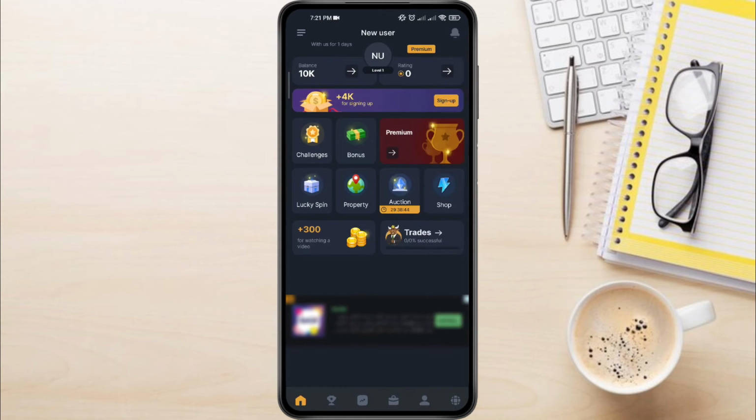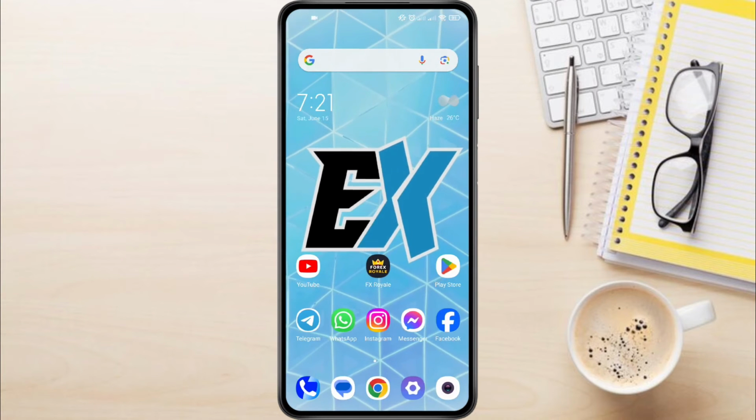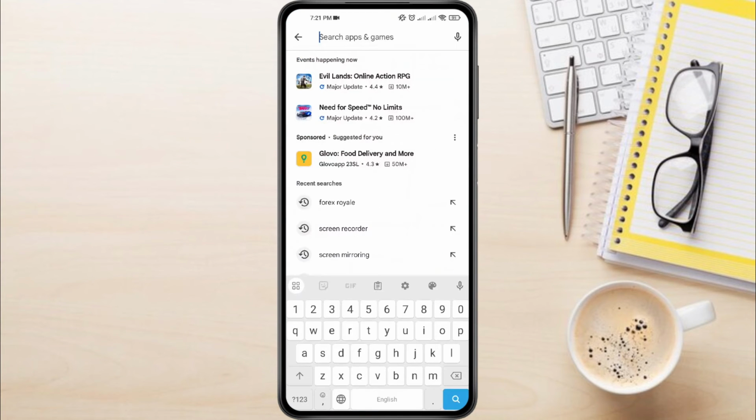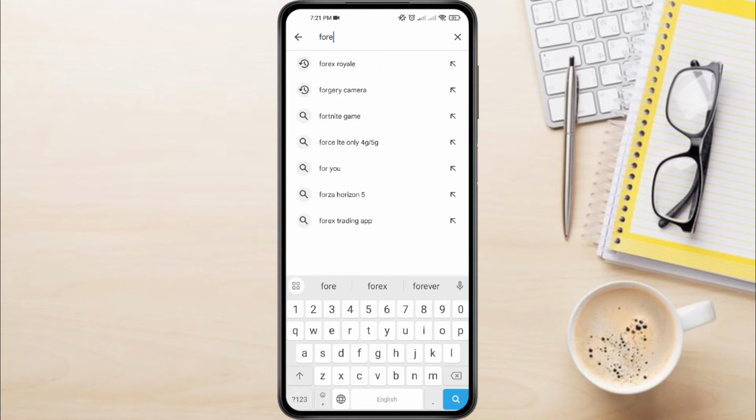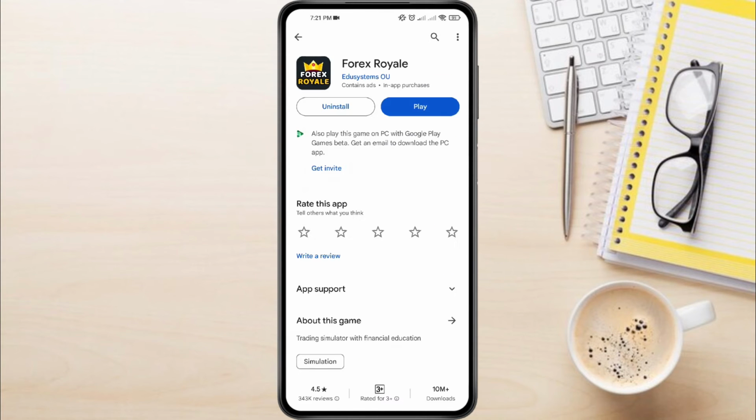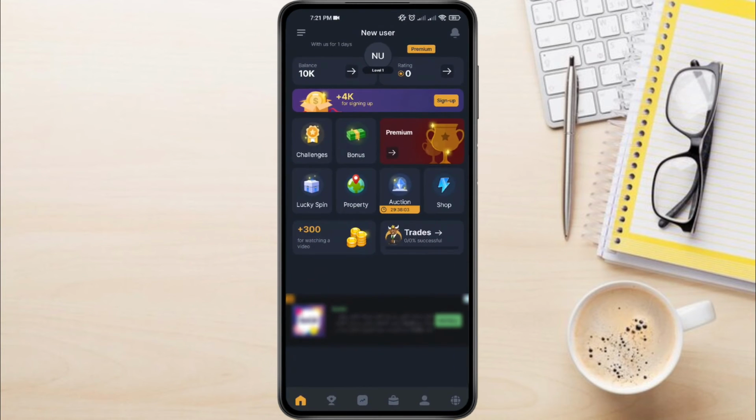But before we go any further, let's talk about Forex Royale itself. When we search the Play Store for Forex Royale, we find out that it is a trading simulator. It's essentially like a game to help you learn the ropes of crypto trading without any real-world financial risk. This means all the currency and funds within the app are virtual and cannot be withdrawn. It's designed to help you practice trading, not to make real money.